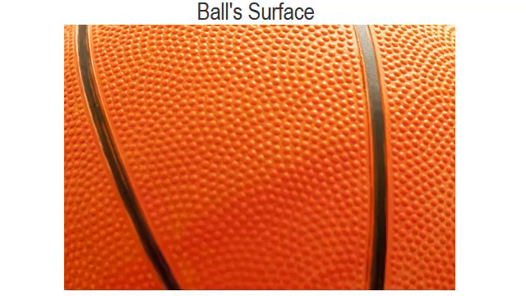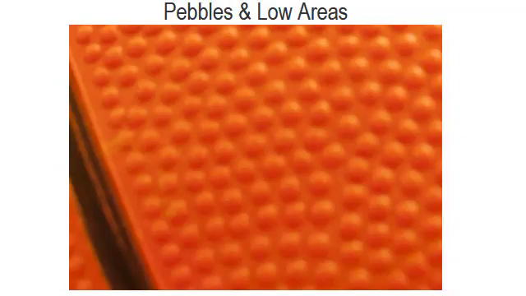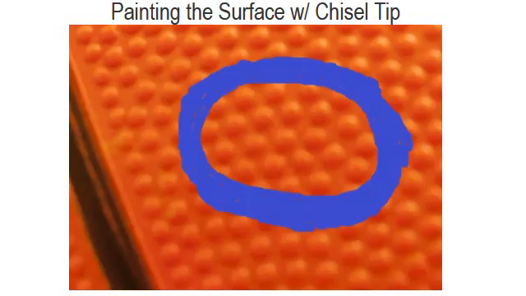The surface of a basketball is not ideal for marking with any type of marker because of the bumps. These bumps are called pebbles. Looking closely, we can see that a marker tip might not always contact the lower areas between the pebbles. This is one issue. The other issue is drawing precise lines on this surface.